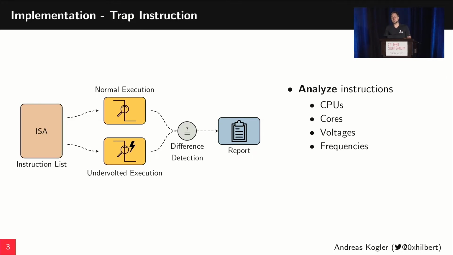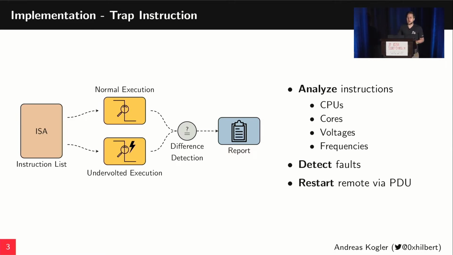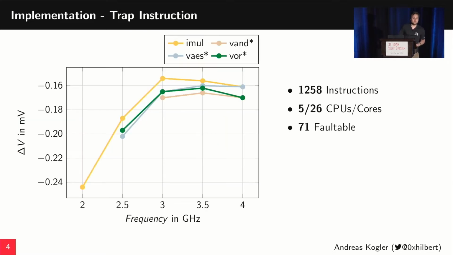If we detect such a difference, we simply report that this is a fault and we have found a faultable instruction and record all the environmental parameters. So how much did we undervolt, what was the frequency, which core was it, and so on. However, with undervolting, we often have the case that the CPU just freezes and crashes. To handle that, we also included a remote PDU that can restart the system remotely when it detects a fault. The results of this analysis revealed the following.